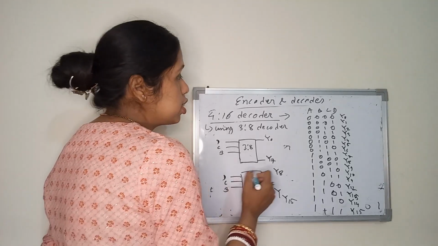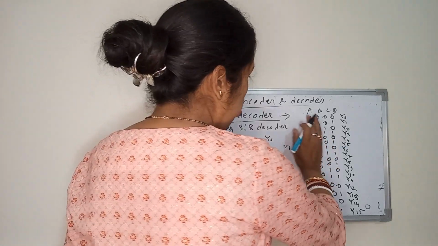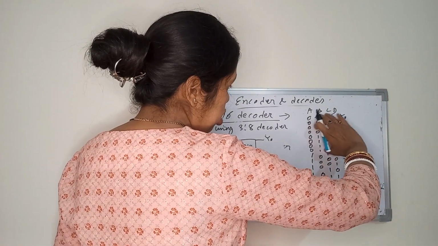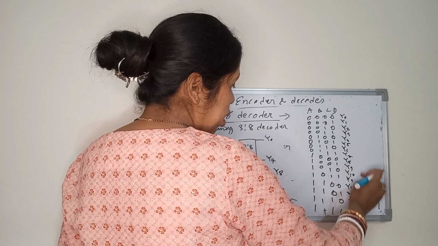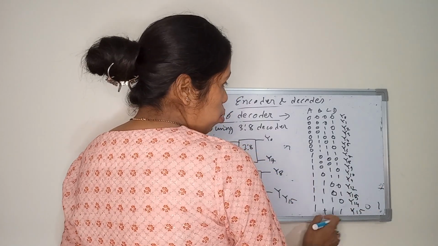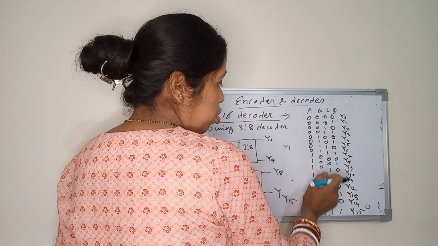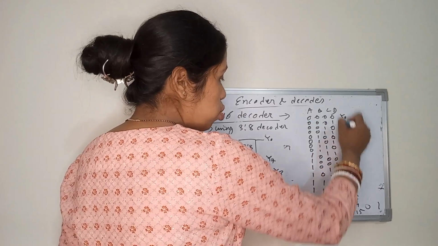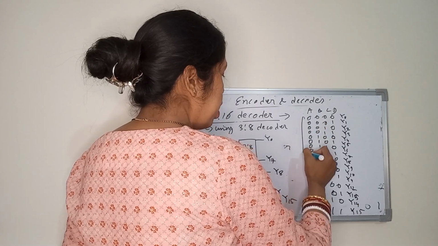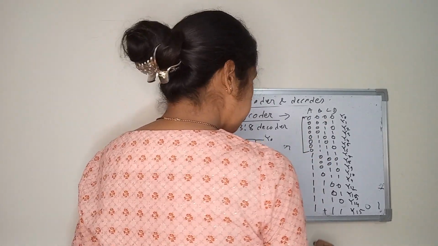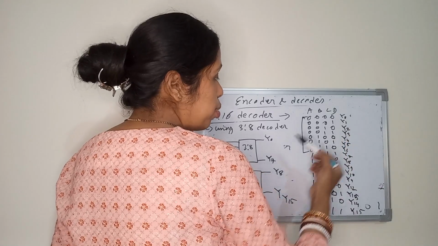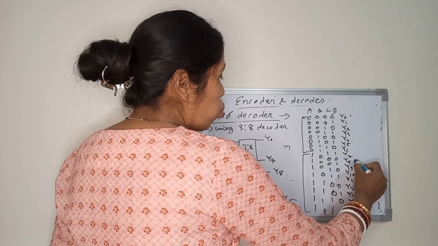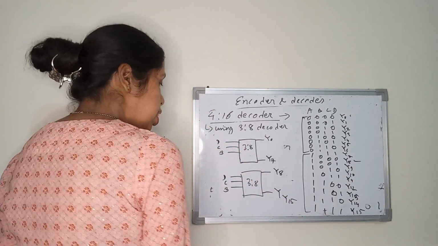Now you can see these things are common. If we remove the A portion, y0 to y7 and y8 to y15 are the same. It is 0 to 7, and you can see the other is also 0 to 7. That means only A is different for this combination. So if your A is 0, then y0 to y7 data will be selected, right? If A is 1, then y8 to y15 data will be selected.